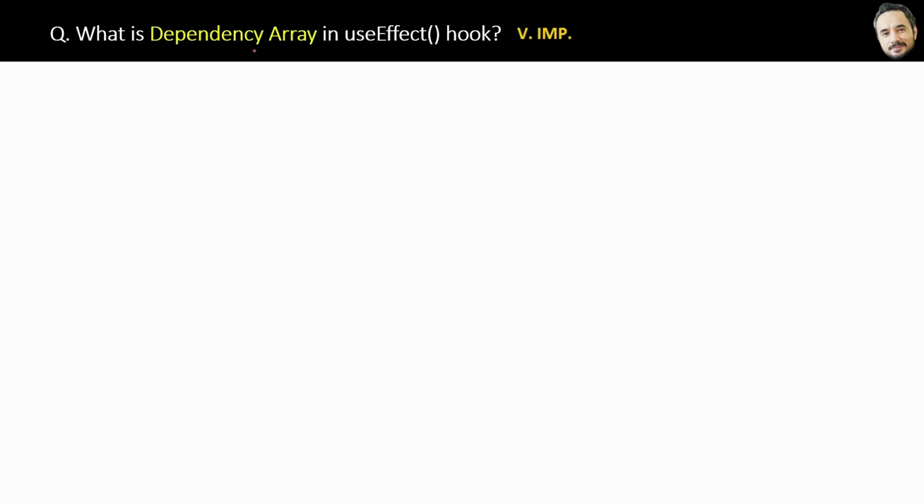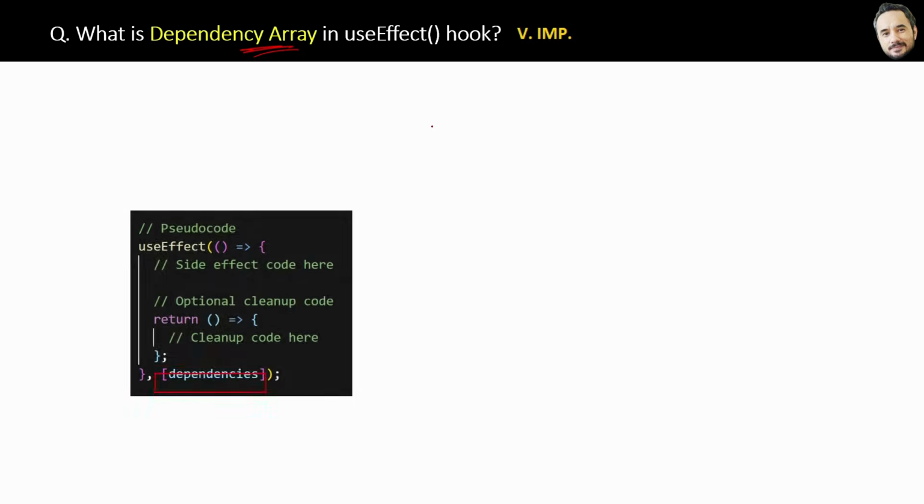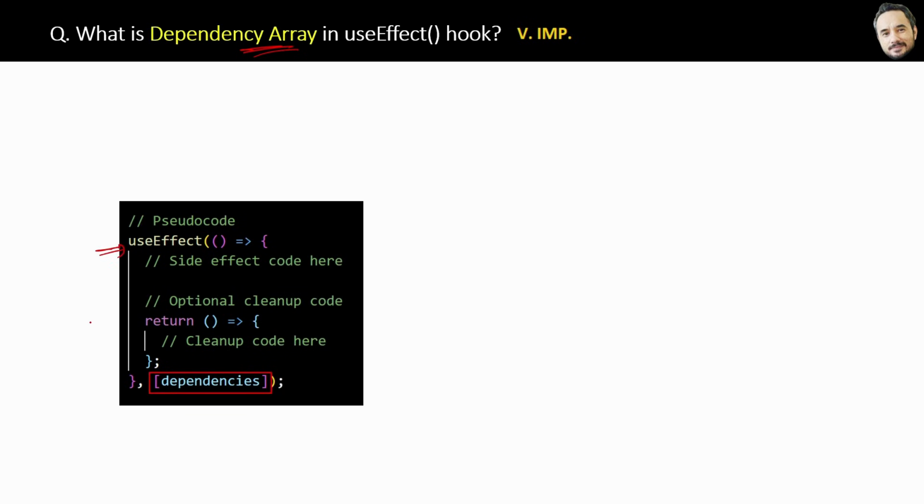What is the dependency array in the useEffect hook? If you remember, we have this structure of the useEffect hook, and the second parameter here is the array of dependencies. Dependency array, same thing, right? Dependency means a value or piece of data.